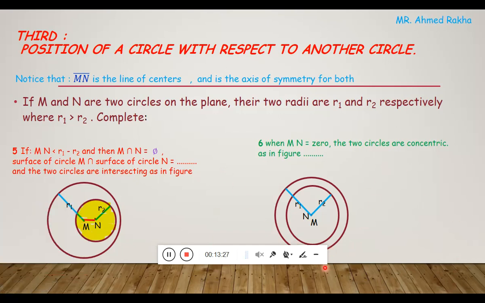Here we have a special case when MN equals 0. That means M is on the point N. They are the same point. Then the two circles are concentric. That means they have the same center as in the figure.